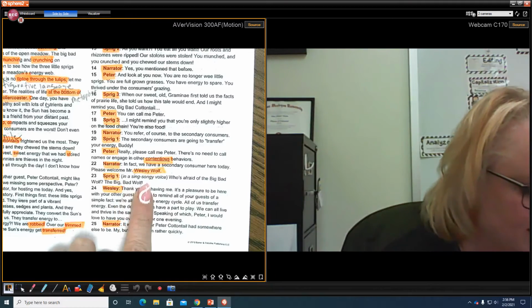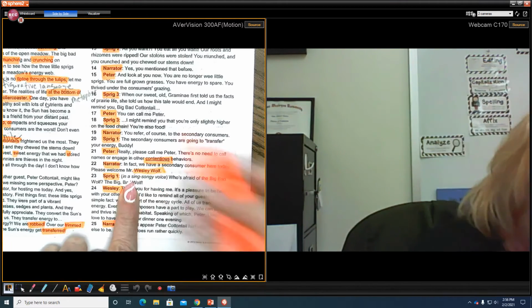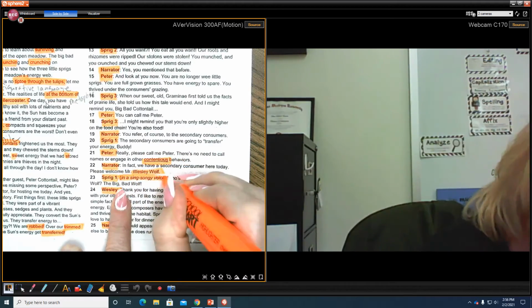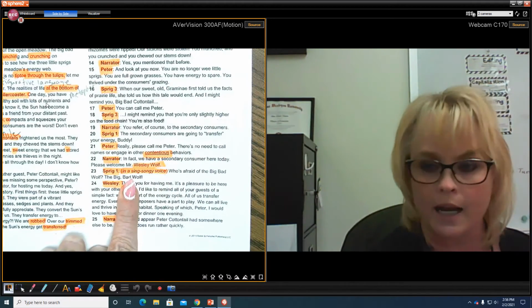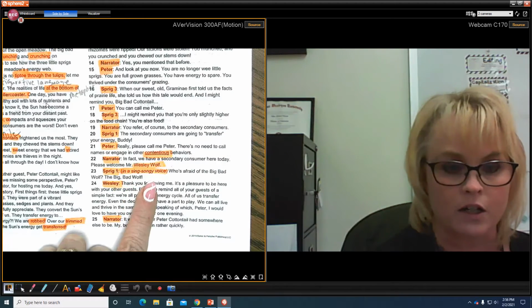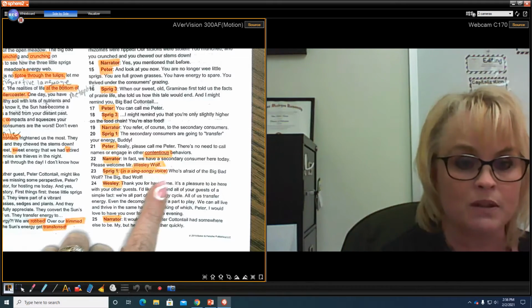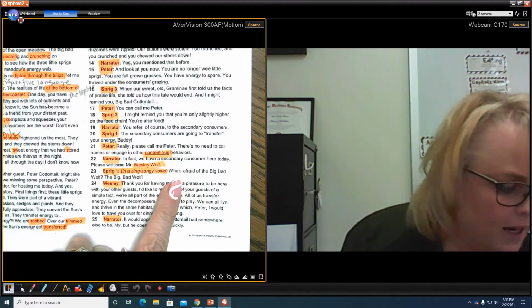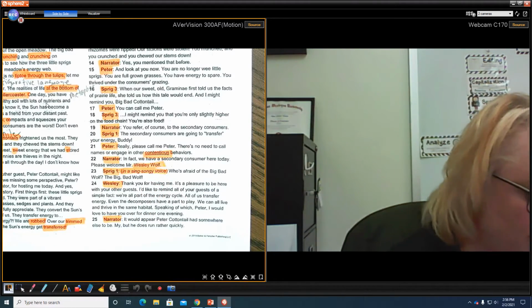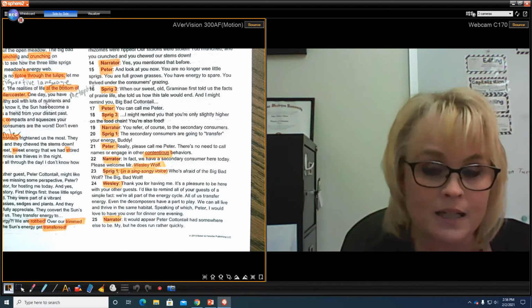Sprig 1, in a sing-songy voice. These are stage directions right here because they're in parentheses. You don't read those out loud if you were acting in the play or you were the actors that had the part. These are stage directions. So you would read them in your head and then this tells you how to say it. Who's afraid of the big bad wolf? So that's how you would say it.